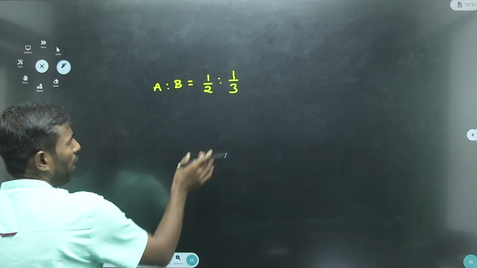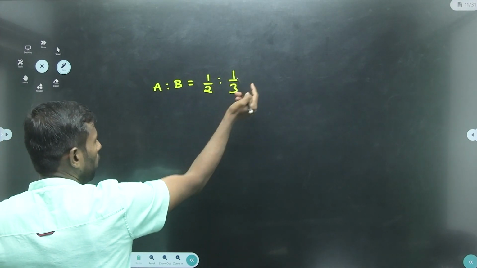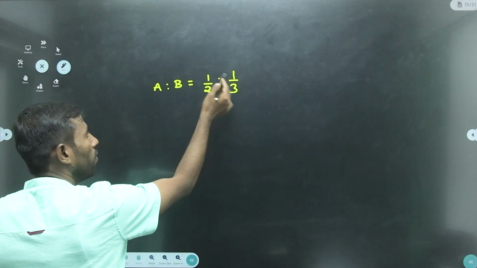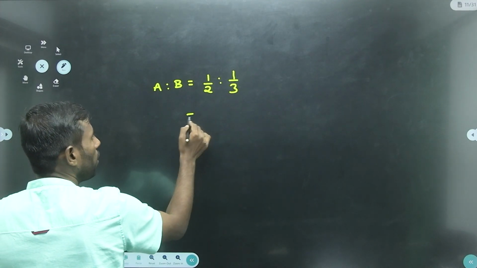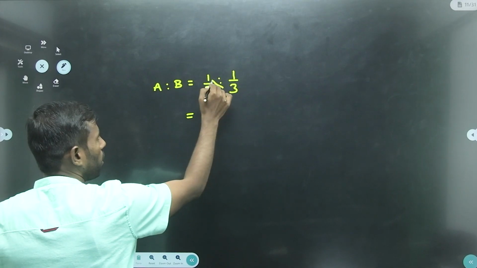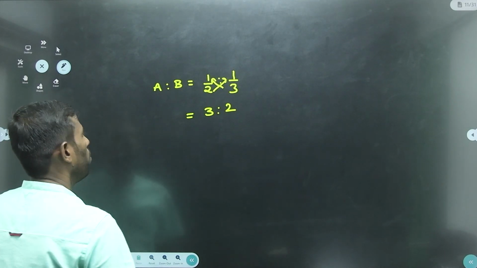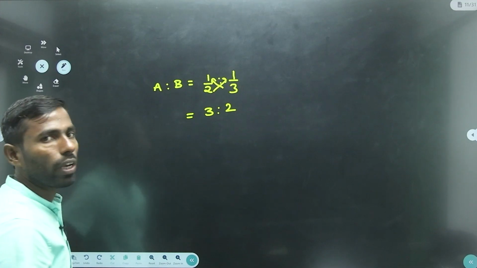How can you write it? When 2 variables are there, you can directly cross multiply. When 3 variables are there, I'll tell you, just wait a second. But when 2 variables are there, you can directly write 3 is to 2. Cross multiply, you'll get the answer. But how will that 3 is to 2 come?